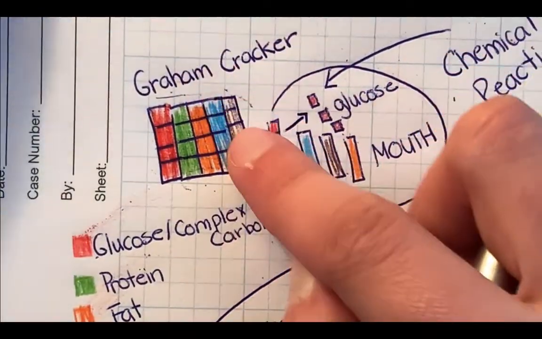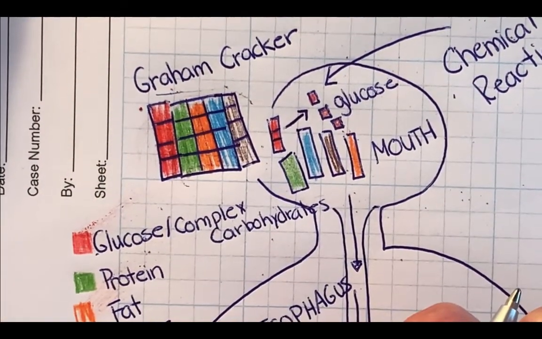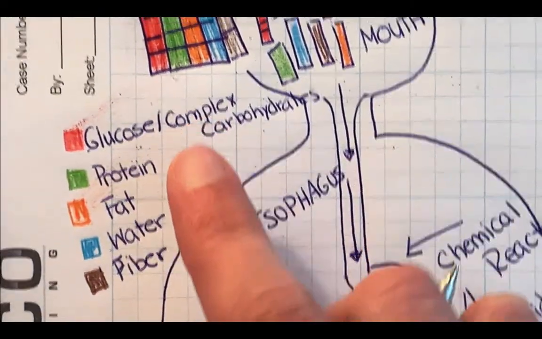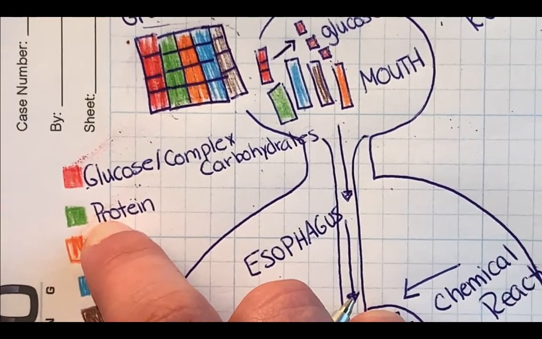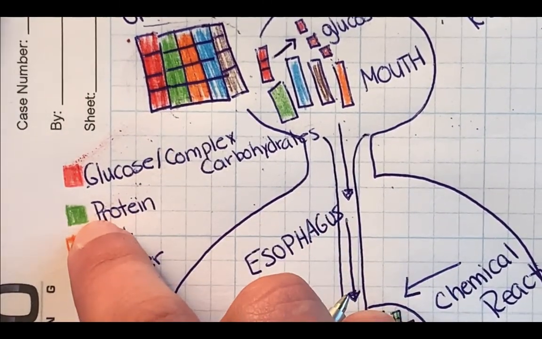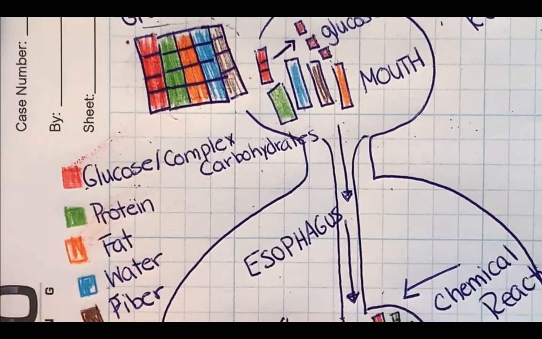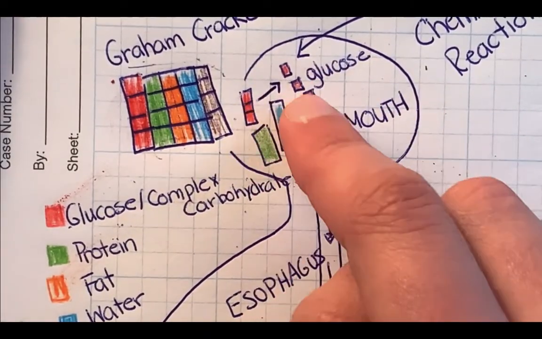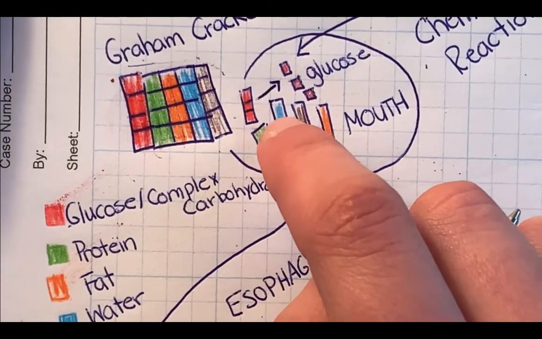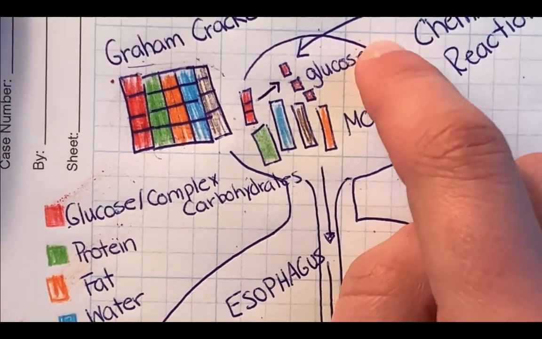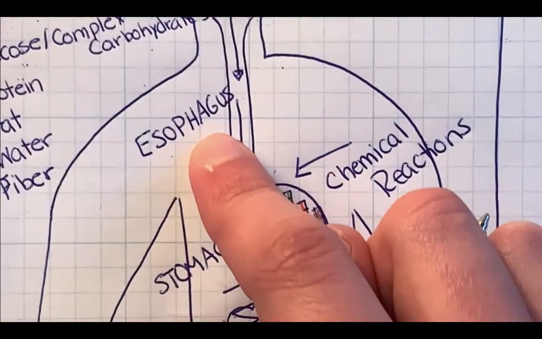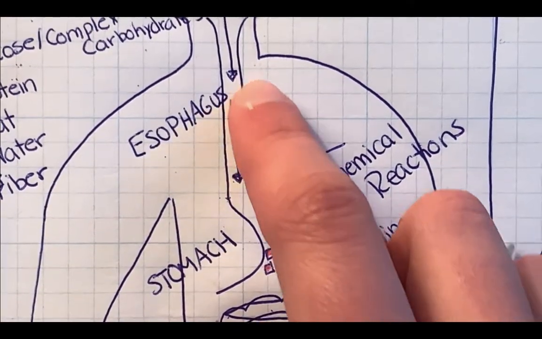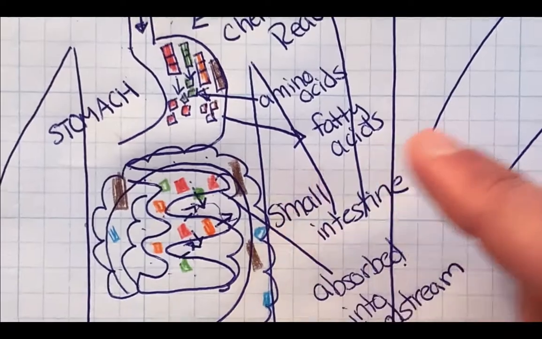What does this represent? This represents the graham cracker and all of the different food molecules. What does the color green in my model represent? In my model, the green represents the protein. Now we've got the mouth. What do we see happening in the mouth? A chemical reaction breaking complex carbohydrates into glucose. Now we see the esophagus. What happens in the esophagus? Nothing. The food is not digested and there's no chemical reactions.